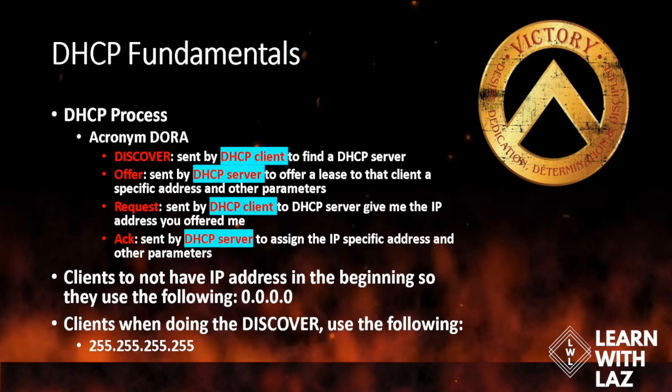So that's discover. That's the first part. That's what happens when a client wakes up: oh, I need an IP address. And then a DHCP server will say, hey, I've got this IP address for you, and the parameters. We'll look at the parameters later. But the DHCP server will then tell you, hey, listen, I'm going to offer a lease to that client with a specific address.